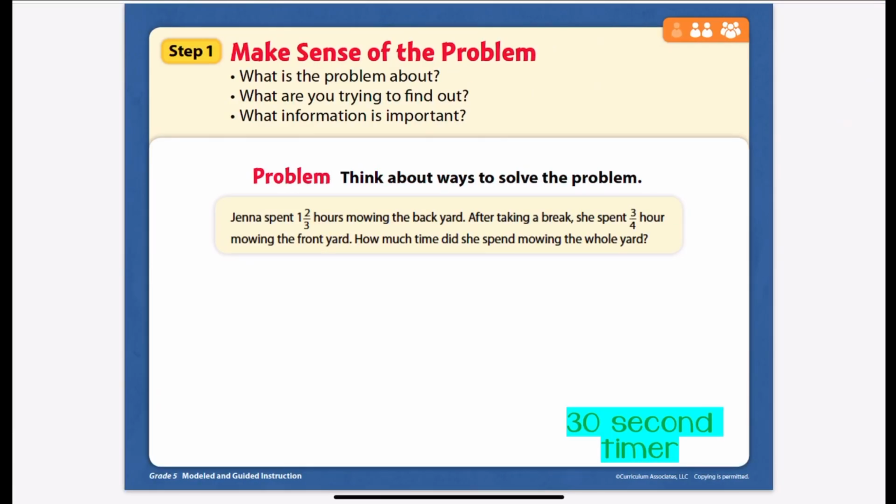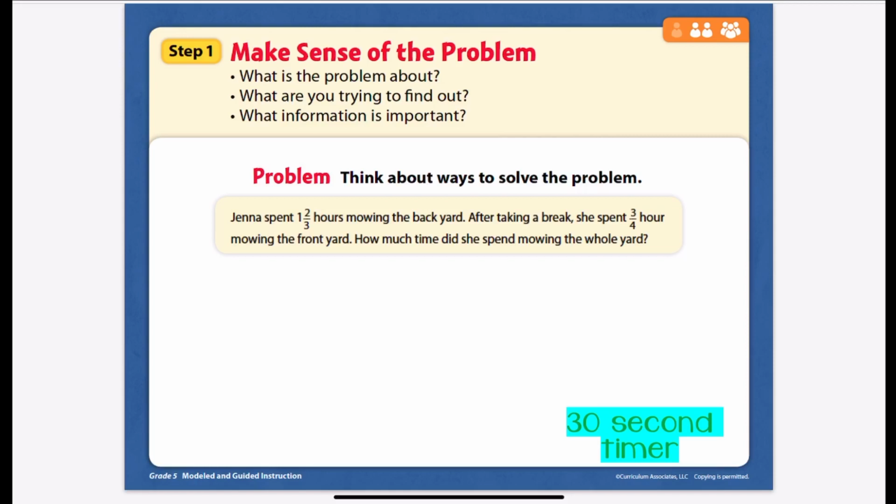Wow, that was crazy. Dance party over. All right, so I hope you guys had a little bit of fun and were able to break it down a little bit. So let's move on to our next section of our lesson, which is adding fractions with unlike denominators.